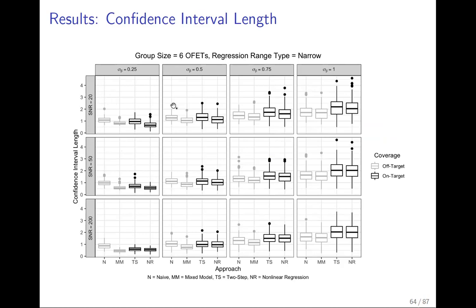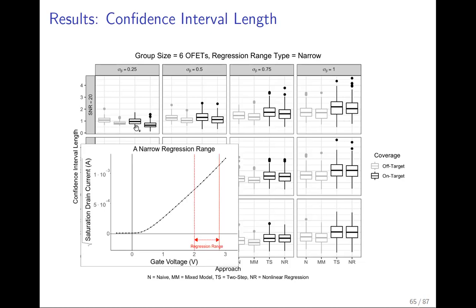In several simulations, the naive and mixed model lengths tended to be smaller than the two-step and nonlinear regression lengths. However, as we just saw, the naive and mixed model coverages were frequently off-target. On-target coverage is more important than a small length. Note that in some simulations, the two-step lengths tended to be larger than the nonlinear regression lengths.